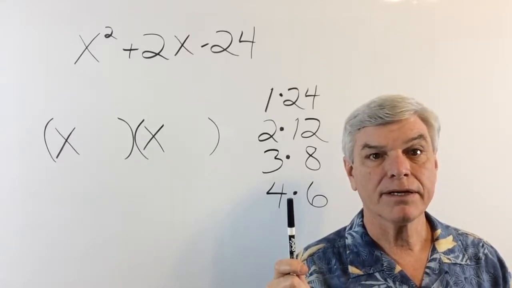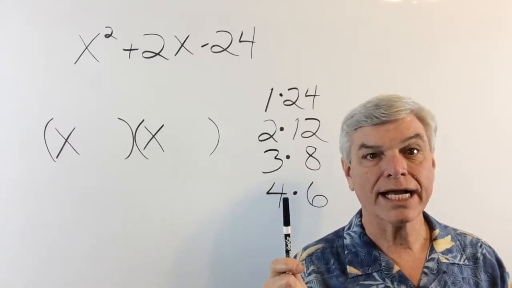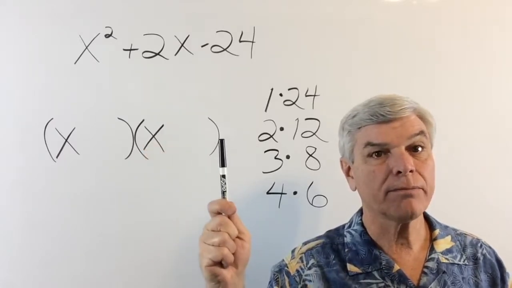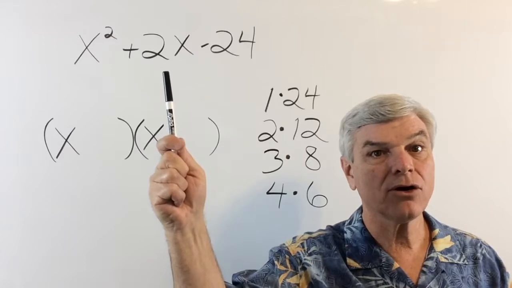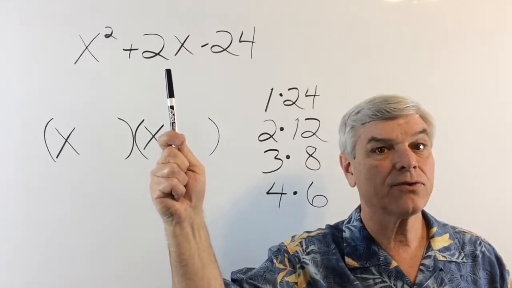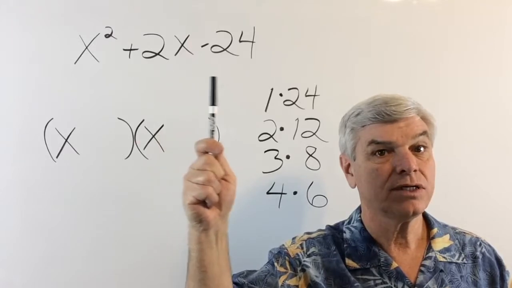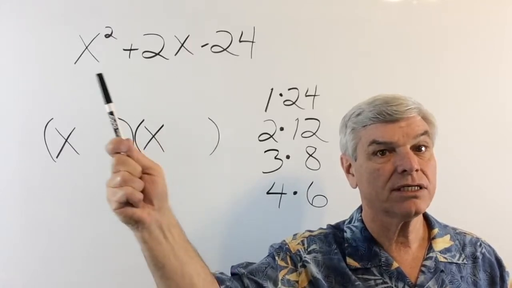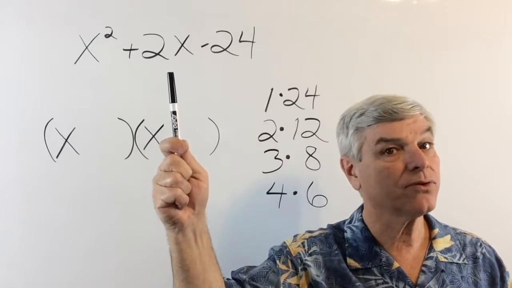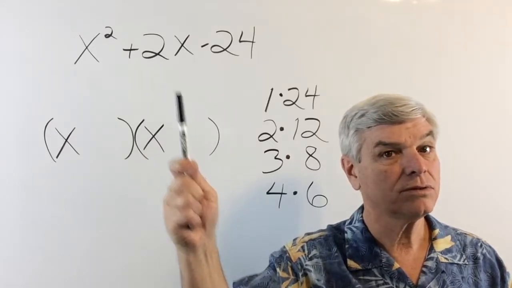Look at all these factors that I've done. Can any of them be added or subtracted to get 2? Remember, the first and last terms we get through multiplication, but the middle nomial we get through addition.